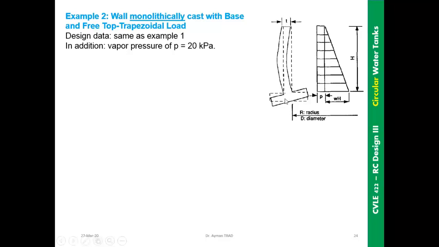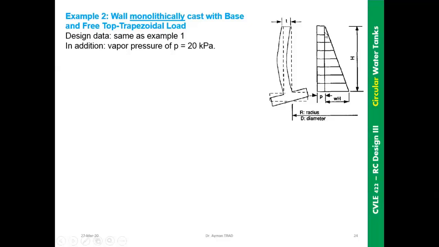And then the inner reinforcement will be determined from the negative moment generated by the fixed assumption, and the outer vertical reinforcement will be designed by the positive moment generated by the hinged base assumption. So use the same design data as example number 1. The difference is that the tank will not be really a water tank, but a tank containing a specific type of gas.